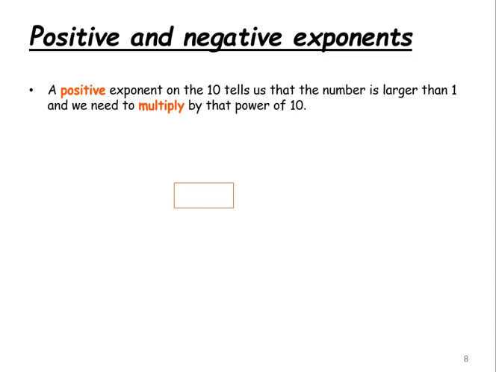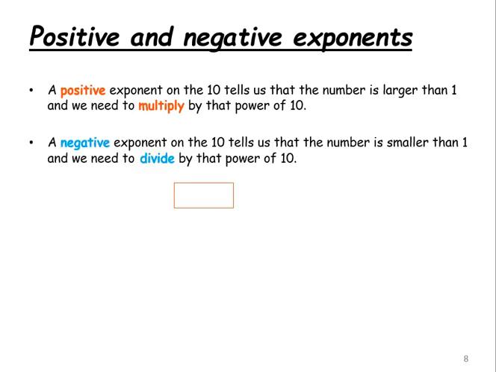So a positive exponent tells us the number is larger than 1. A negative exponent tells us that the number is smaller than 1. You remember your maths exponential laws: when you have a negative exponent, it means it's 1 over that number. Obviously, if the number x is greater than 1, the whole expression is going to be a fraction that is smaller than 1.